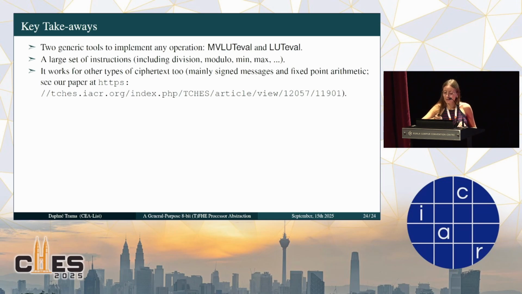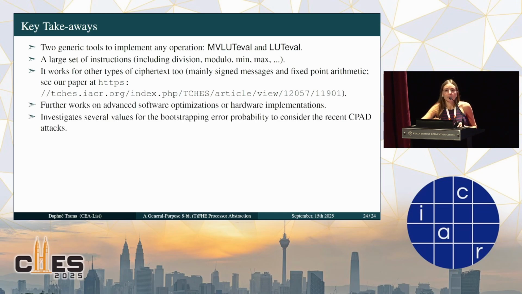so it was nice. And about perspectives, we would like to always improve our processors, so maybe with some software optimization or hardware optimization. And also, of course, it would be a good idea to look at other values for the bootstrapping, just to consider the recent CPAD attacks. And that's it for me. Thank you very much for your attention, and I would be happy to answer any question.